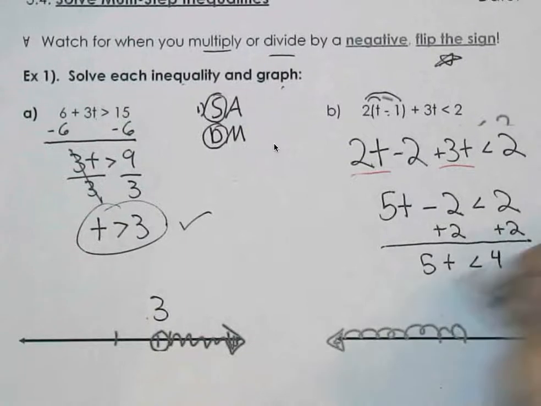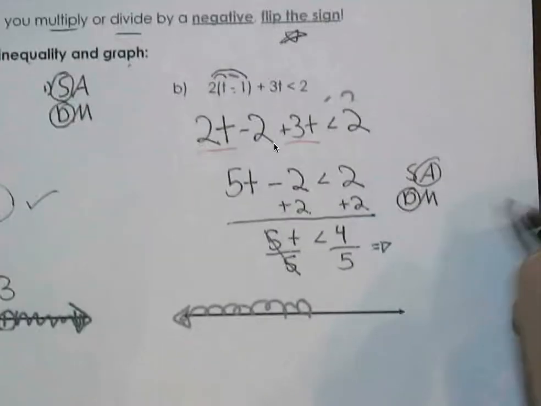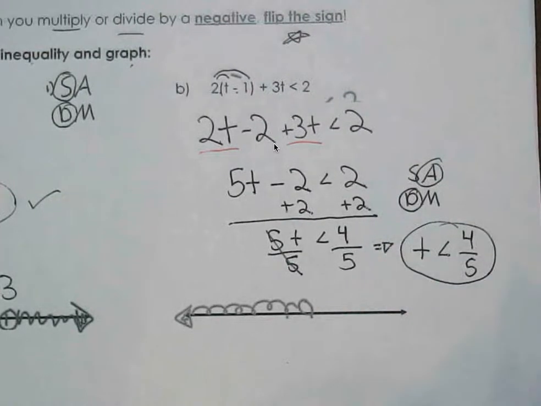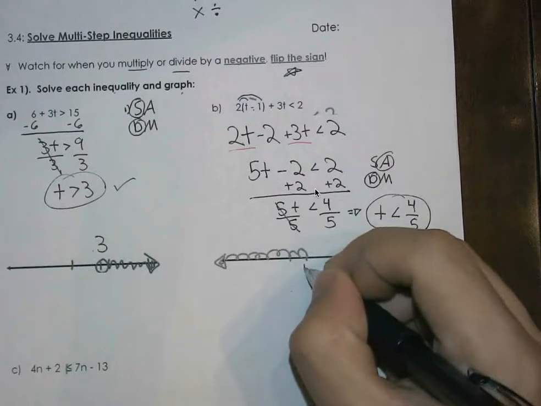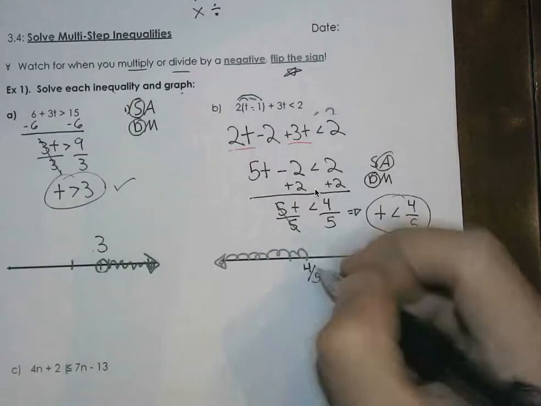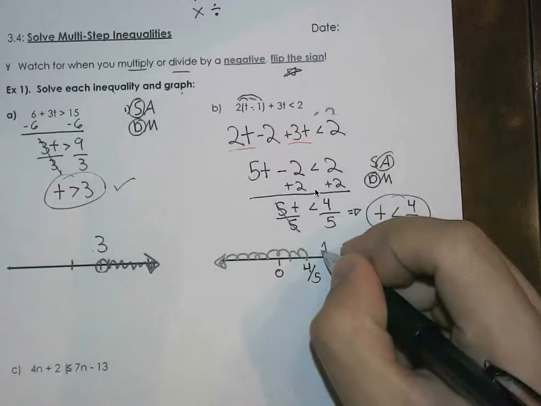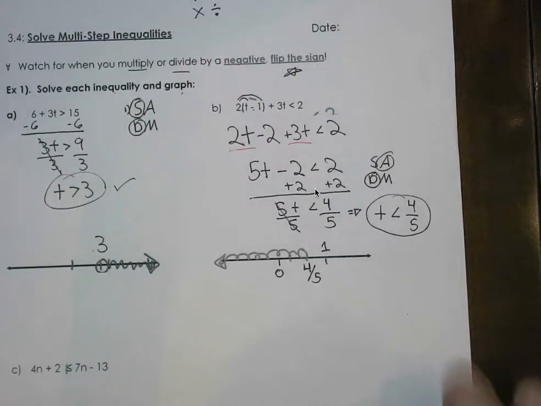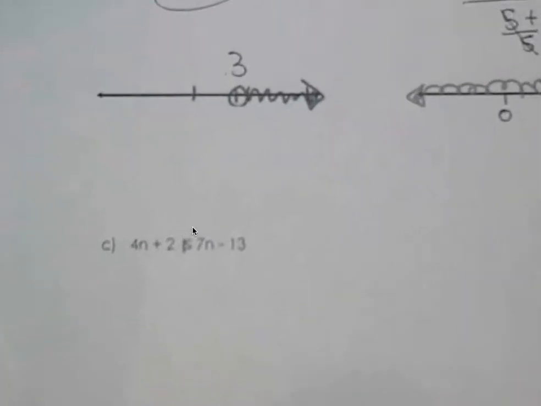Let's then divide by 5. No need to flip. So our inequality that we want here is going to be t where it's less than 4/5. So we want an open circle on 4/5, which is a little bit closer to 1 than 0, and we want to highlight the values that are less than that.